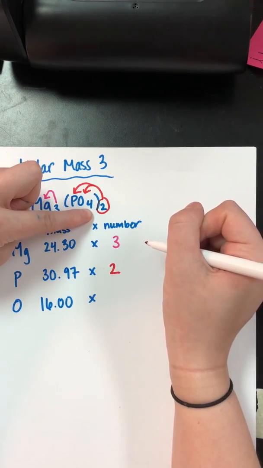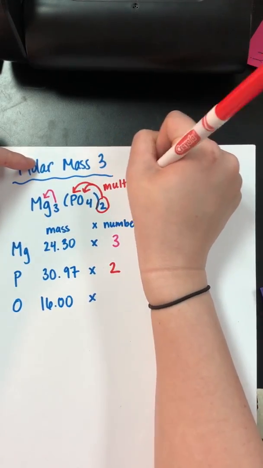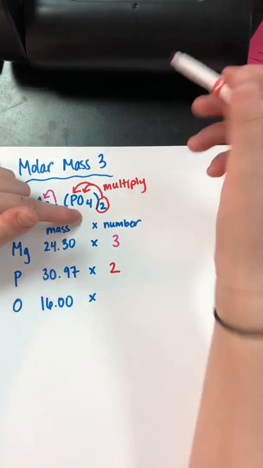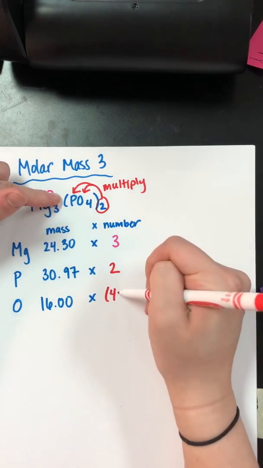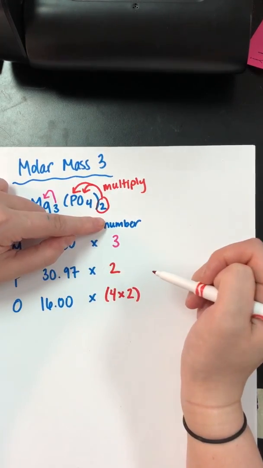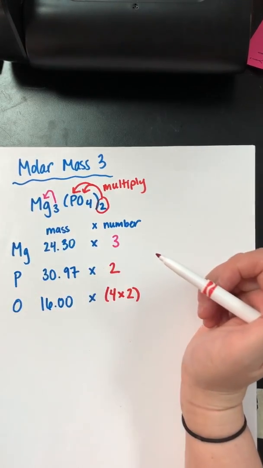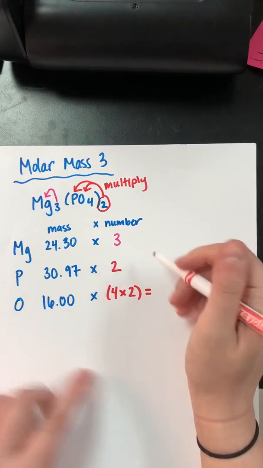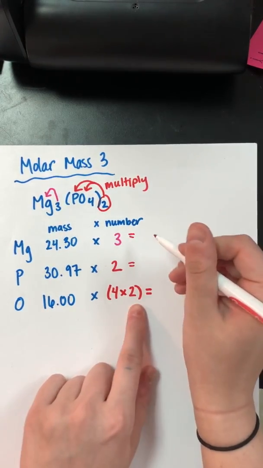Oxygen already has a 4. This is multiply those subscripts by the element. So in the case of oxygen, we're going to take that 4 that's already there and multiply it by the 2, the other subscript. Anytime you see these 2 subscripts, you're going to multiply them together. That will give you the accurate number of oxygen atoms. In this case, we have 8.